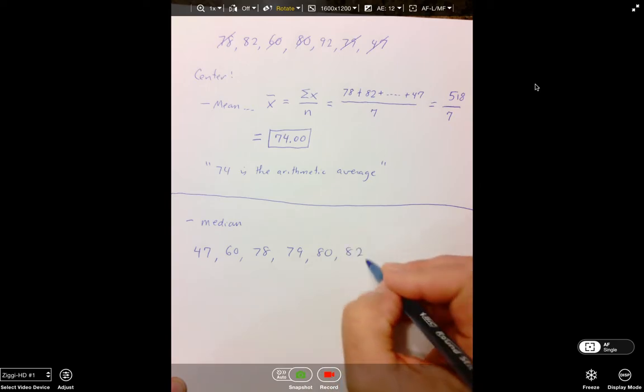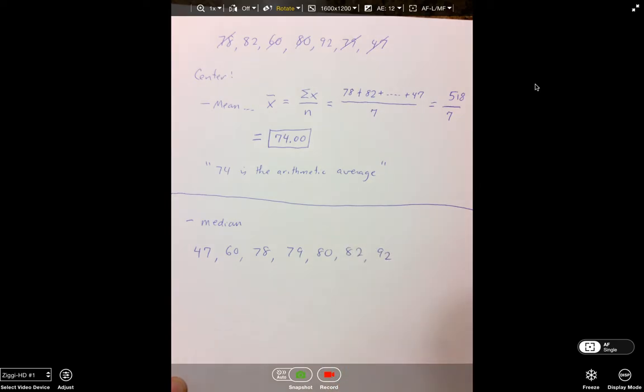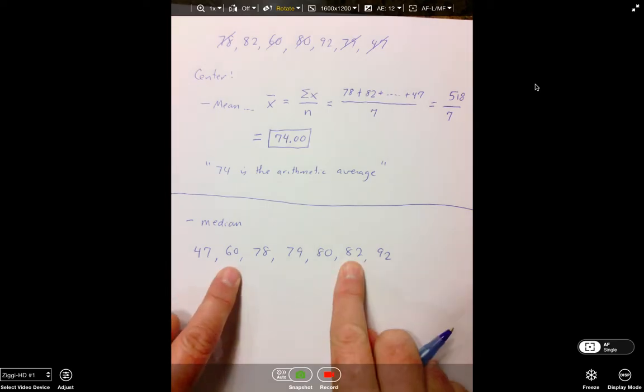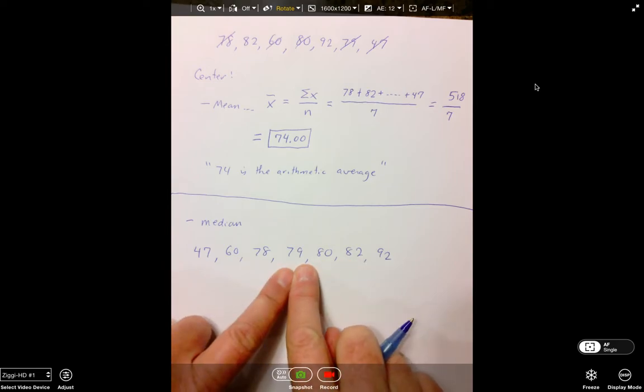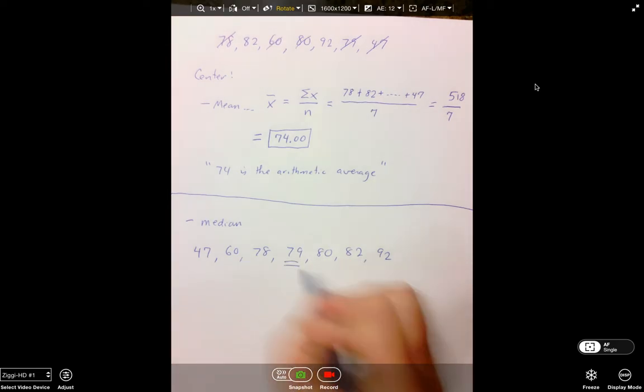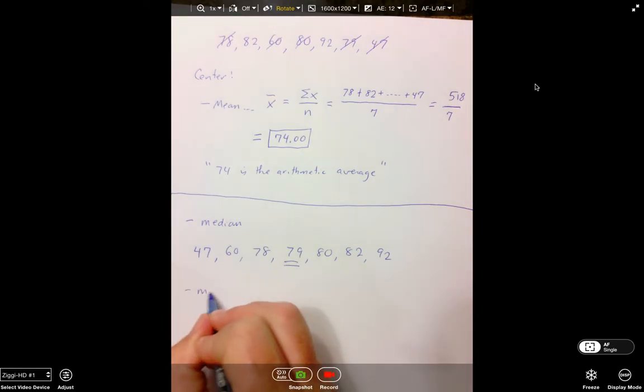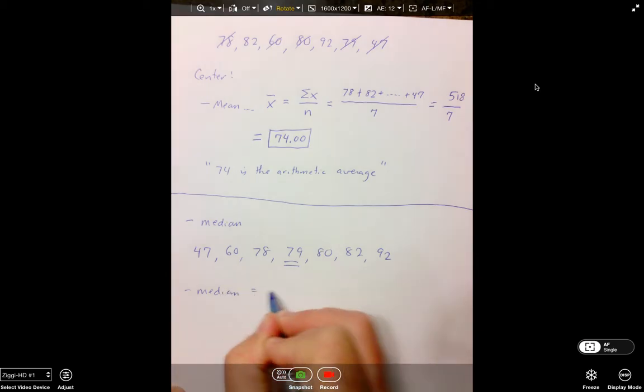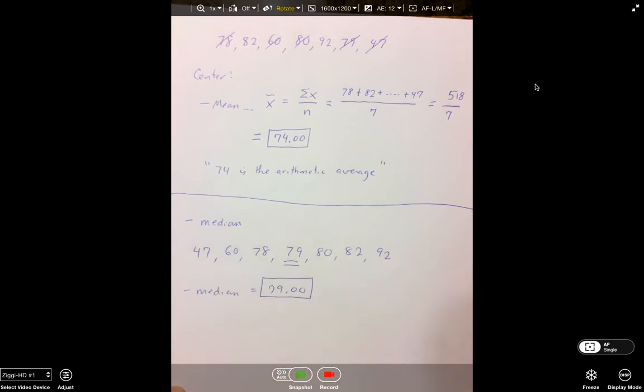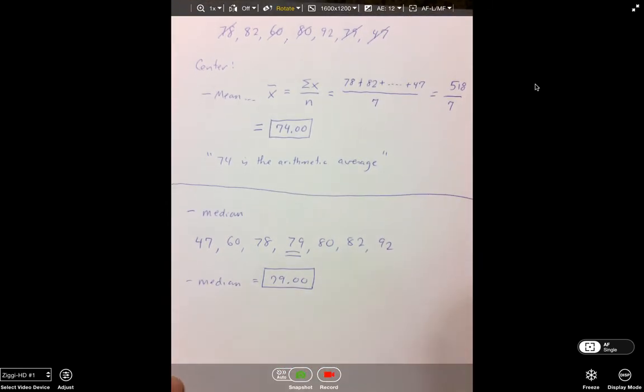My next is an 82, and my highest score is a 92. Now guys, if we walk our way in, and I kept this data set small and manageable, you can see that the center score here is 79. So we can say that the median is 79.00.